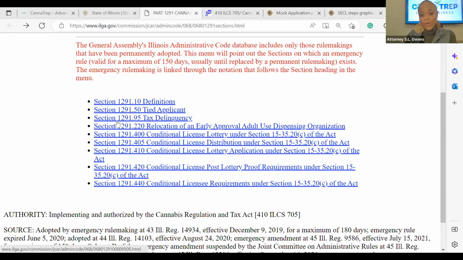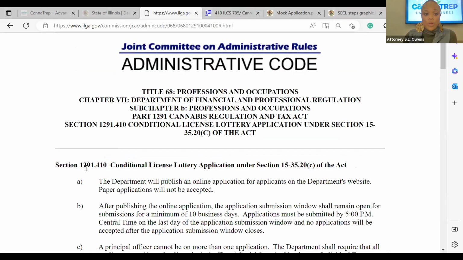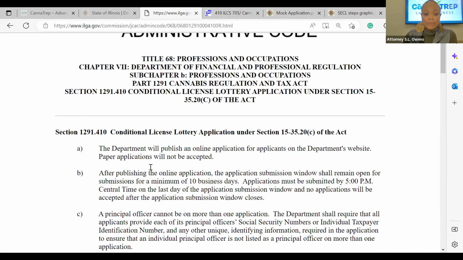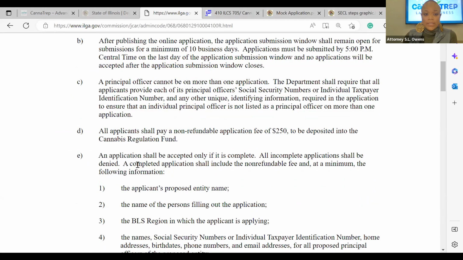Okay. So this is where I would go to find out if there's a rule about this, to make sure. I know for sure off the top of my head the answer, because this is a two-part question. One part is, can you apply to multiple regions? The other is, can you apply multiple times? The multiple times answer, I know exactly where that rule is, and that answer is no, and that's right here in the rules under section 1291.410. It says, a principal officer cannot be on more than one application.